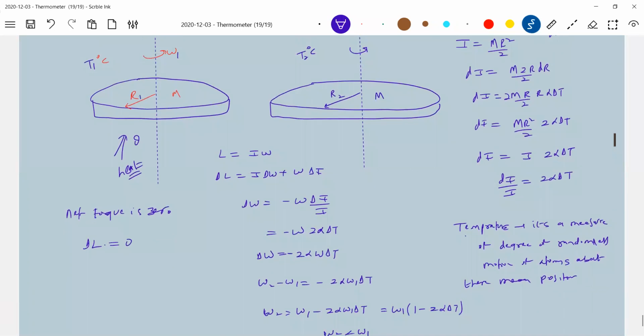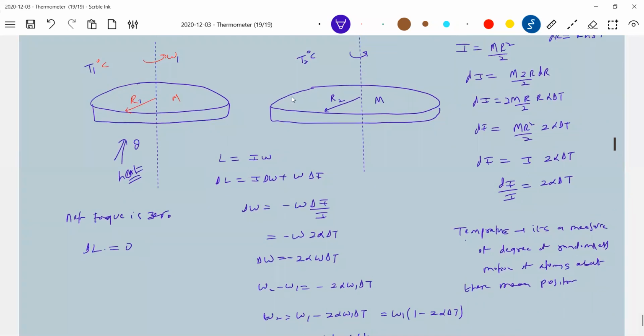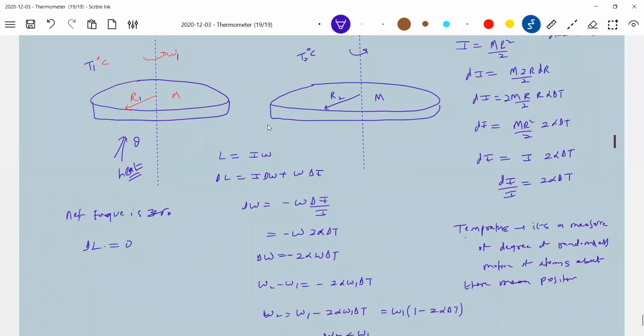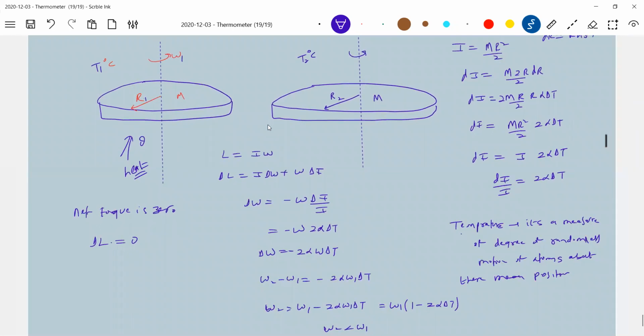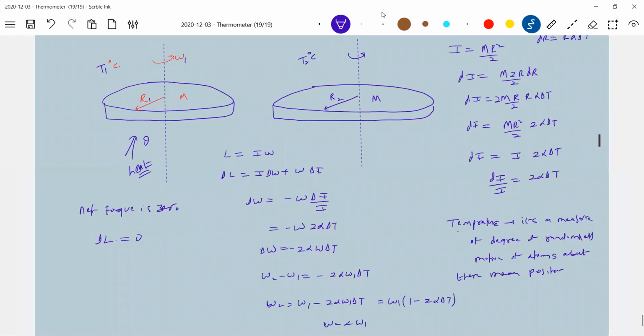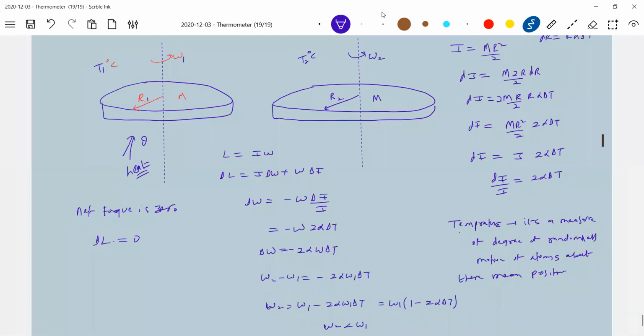So a disk is rotating. If you increase the temperature, what will happen to its angular velocity? It's going to decrease, is what he's saying. But sir, we supplied energy, then angular velocity should increase. Moment of inertia is increasing, so angular velocity will be decreasing. Moment of inertia will increase. You see, dI by I.